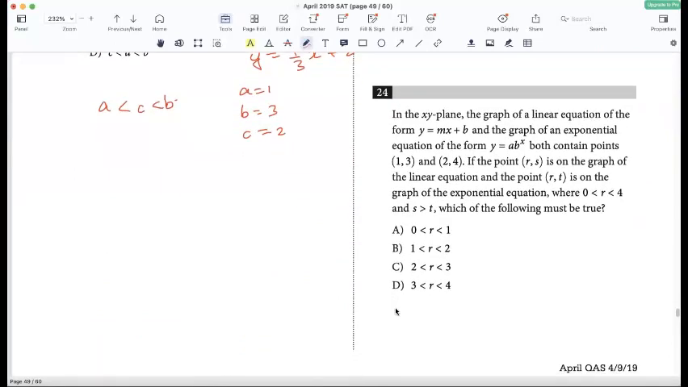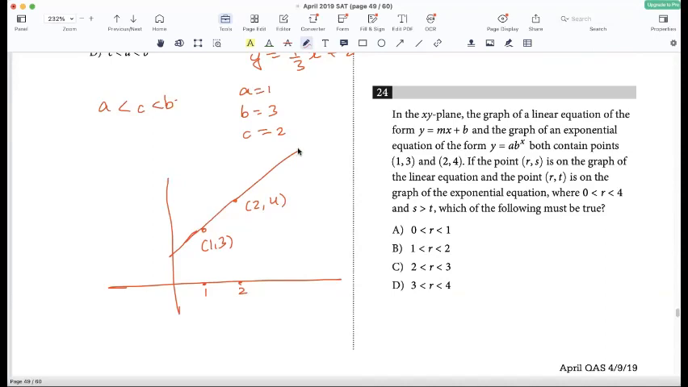In the xy plane, the graph of a linear equation of the form y = mx + b, and the graph of an exponential equation of the form y = a·b^x, both contain the points (1, 3) and (2, 4). Okay, so let this be (1, 3), and let this be (2, 4). So the straight line contains these points. And there is a curve also that contains these points.